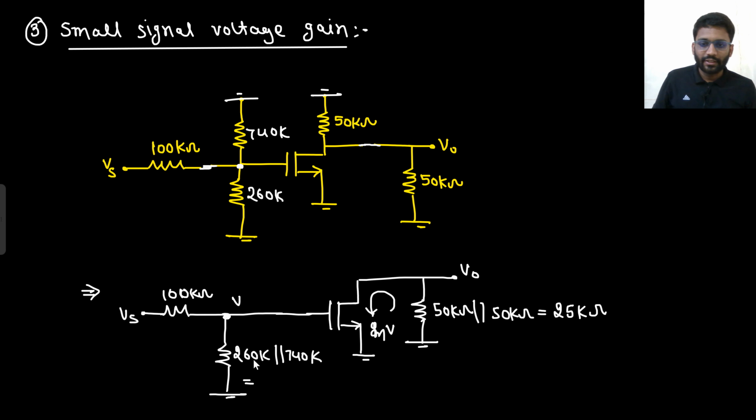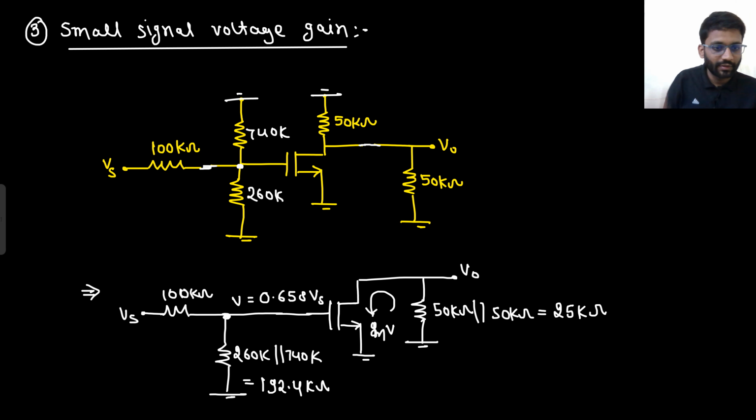So first we need to determine this factor. So 260 kilo ohm parallel with 740. So 260 into 740, that would be 192.4 kilo ohm. So what will be this potential? 192.4 divided by 292.4. So this potential will be 0.658 of Vs. So V is 0.658 of Vs.